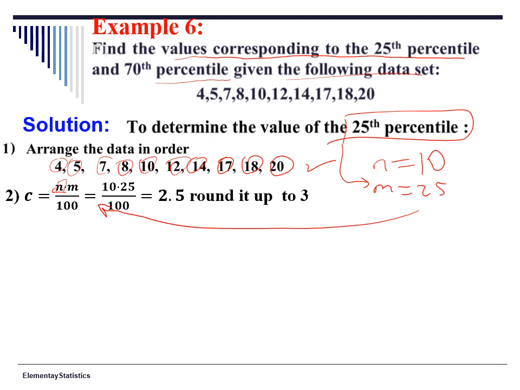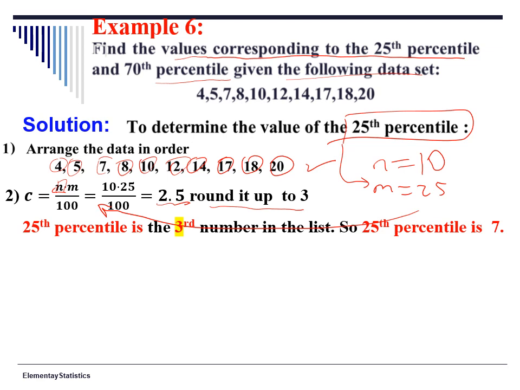We get C as 2.5, and then we round it up to the next whole number, which is 3. So the 25th percentile is the third number in the list. What's the third number here? 1, 2, 3. So it becomes 7. So the 25th percentile is 7.